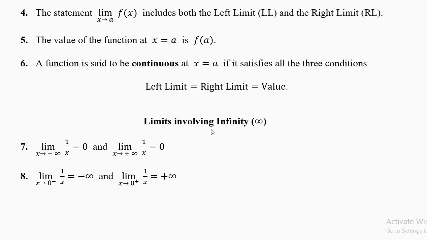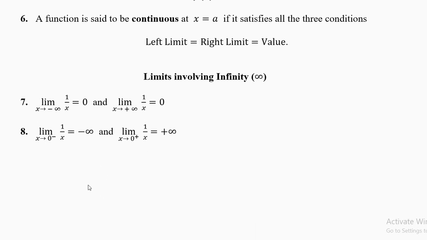Now we also have limits involving infinity. Infinity is like a big number. If you divide 1 by a big number, you will get almost 0, a small number, very close to 0. So 1 divided by x, with x going to infinity, is 1 divided by a big number, which is 0. 1 divided by a big negative number is also 0. So this limit is 0 and this limit is 0. Now if you divide 1 by a small number, you will get a big number. But you have to be careful.